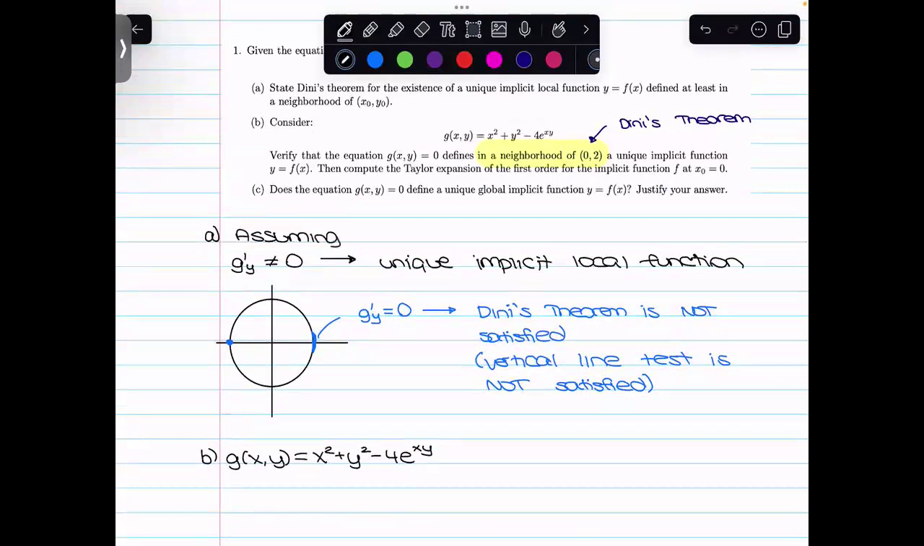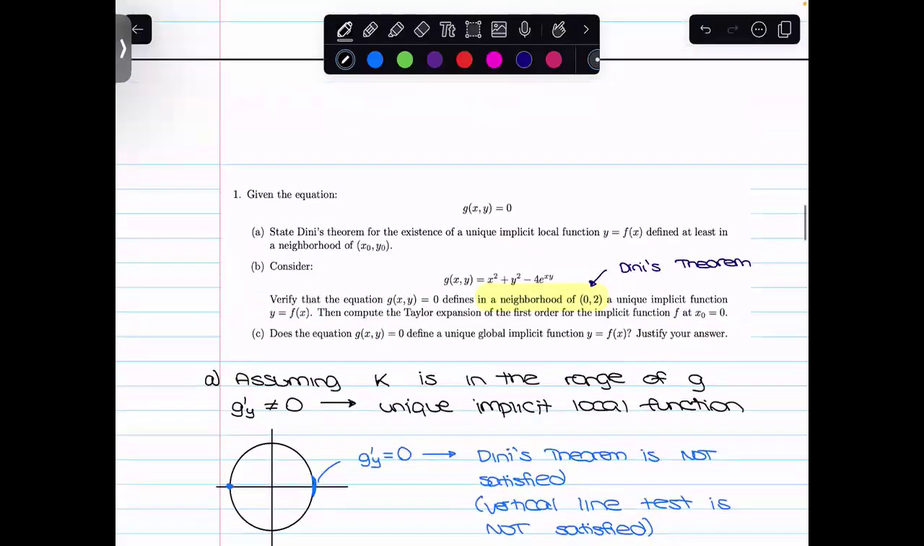So basically this value that we set it equal to, generally they call it k. And the point is that k has to be in the range of g. Just to clarify what that means, it's mostly a formality because it's really always satisfied. But if you think about a simple function like x squared plus y squared, if you try to set it equal to a negative number, like -4, even if you don't know the graph, the idea is that each of these is positive.